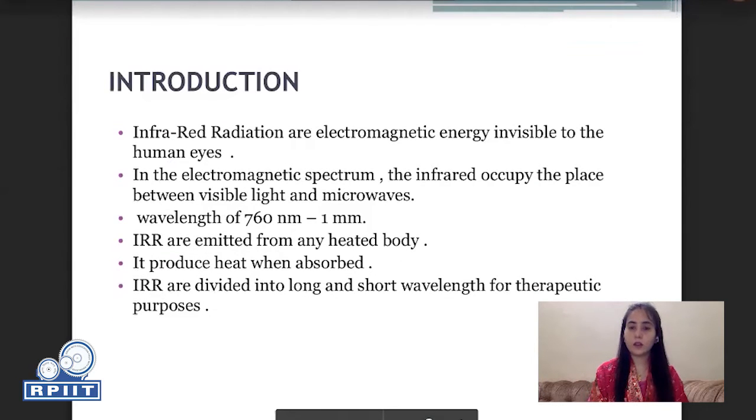IR radiations are electromagnetic energy invisible to the human eye. In the electromagnetic spectrum, the IR occupies the place between the visible light and the microwave. Wavelength 760 nanometer to 1 millimeter. IRR are emitted from any heated body. It produces heat when absorbed. IRR are divided into long and short wavelength for therapeutic purpose.